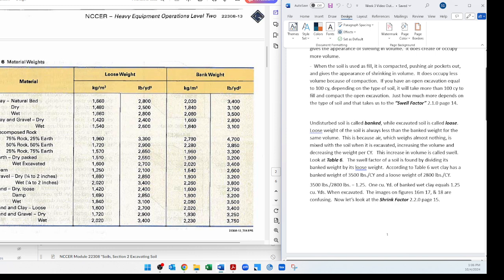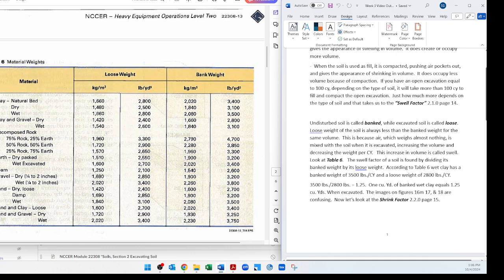But you just take the cubic yards, that's in the hole that you haven't dug out yet, how many cubic yards you're going to dig out of bank, multiply it by 1.25, and you'll get your volume once it's out on the ground.